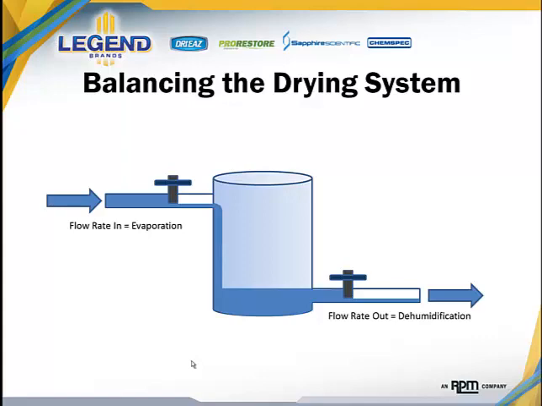In short, if the flow rate of evaporation into the air within the space is equal to the flow rate out of the space, then humidity will remain exactly the same over time. However, in many circumstances, for whatever reason, the flow rate of water into the space and the flow rate of water out of the space are not equal.